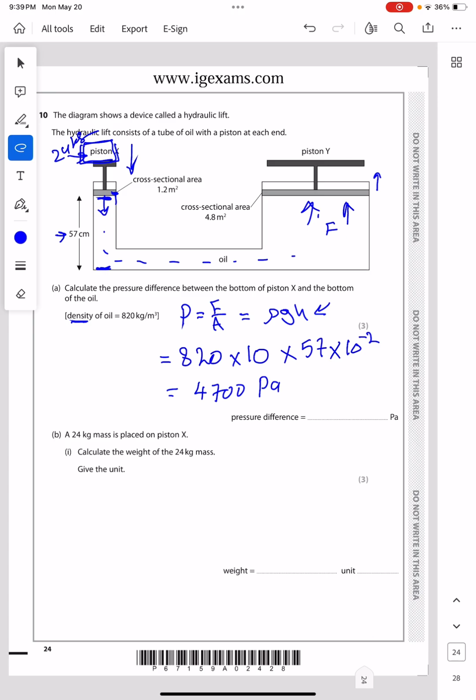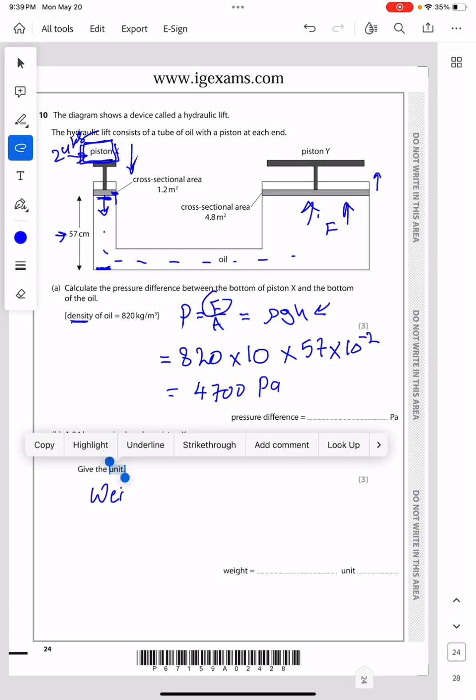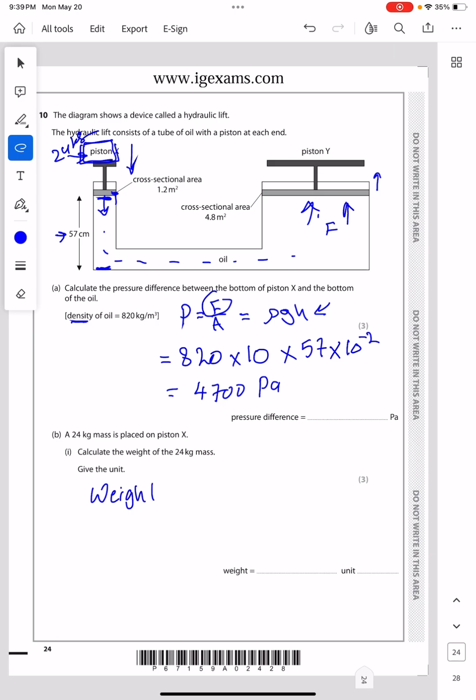So the question here is calculate the weight. Oh, that's a very cute question. Calculate just the weight of the mass. Because what we care about when we're talking about pressure is the force. We're not concerned about the mass itself, but the force acting on that piston. So the weight is a type of force. So it is mg, right?